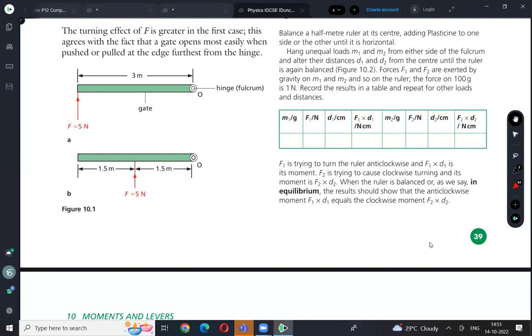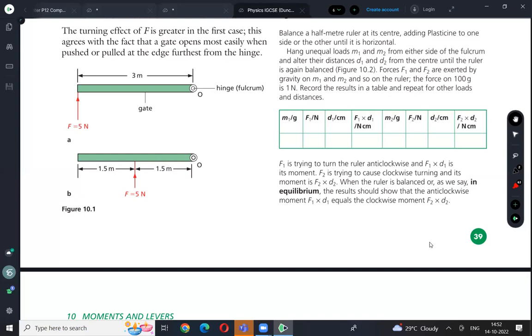Now see, can you see figure 10.1? Just see figure A. There is a hinge, or fulcrum, the fixed end of the gate. Any door has this fixed end, the hinge. Now this is a 3 meter distance. From a 3 meter distance, you are applying a force of 5 Newton.